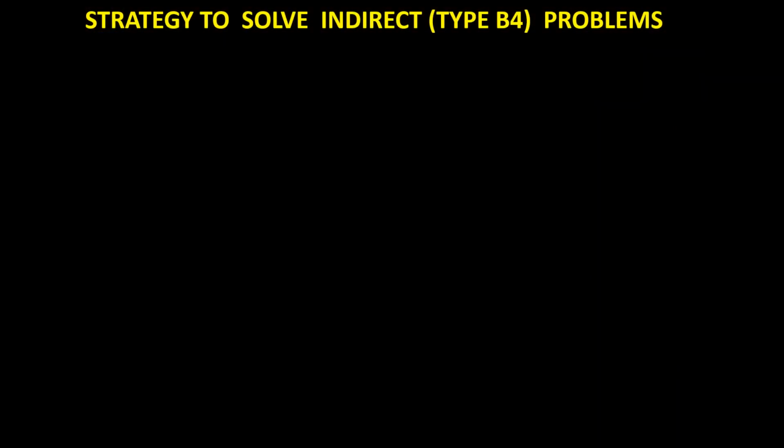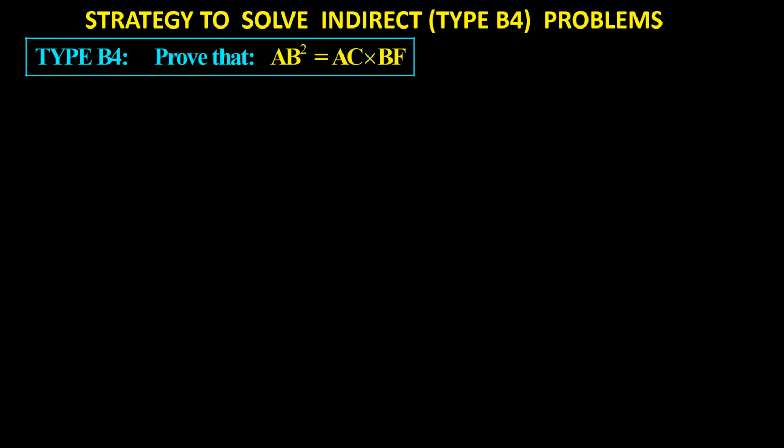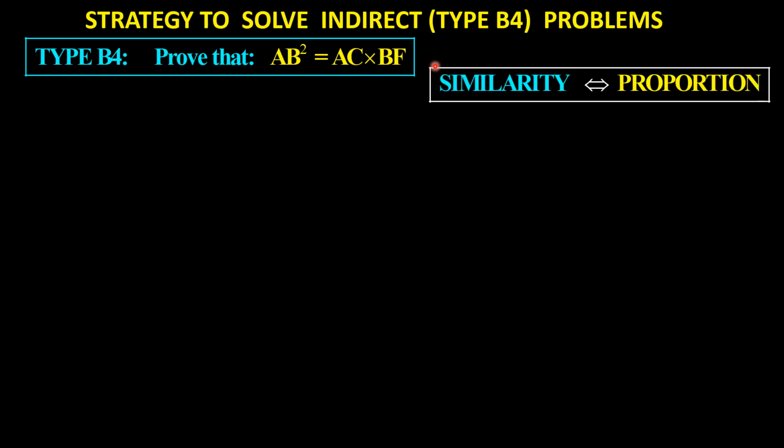Now let's look at the strategy that we're going to follow for the type B4 problem here. And this is what we mean by B4. We have AB squared equal to a product, right? So it's a side that's squared equal to the product of two sides. Always remember, we're busy with similarity. And with similarity, if two triangles are similar, it implies that the corresponding sides are in proportion. Or if the corresponding sides of two triangles are in proportion, it implies the triangles will be similar.